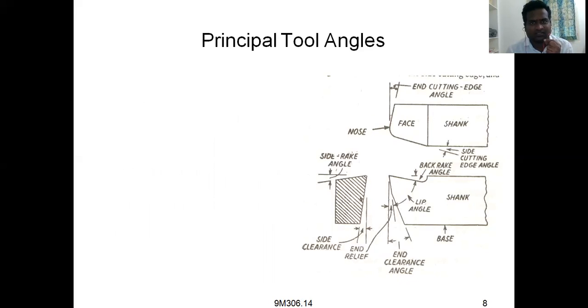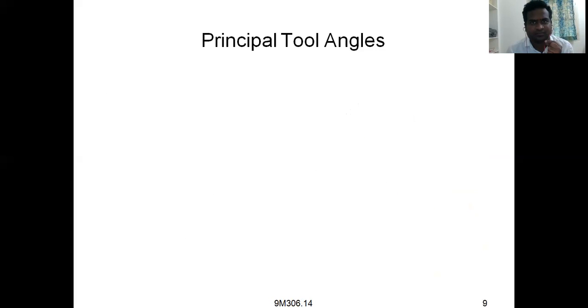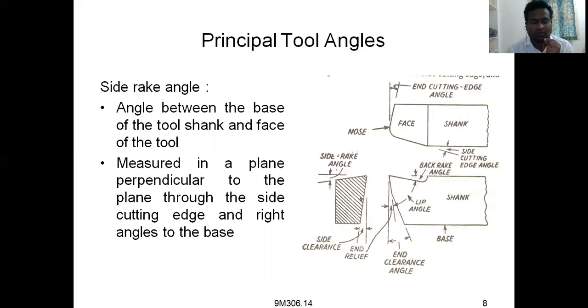So these are the angles in the cutting tool. The remaining angles will be discussed in later classes. And tomorrow in the next class, I will again repeat these angles. Now let us close this session. Can we recall what are the things we have learned so far?